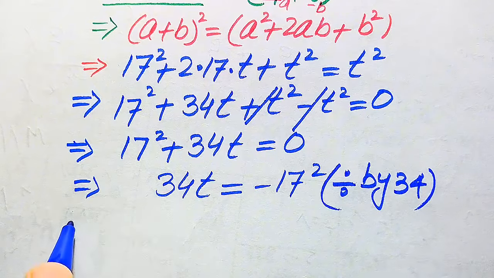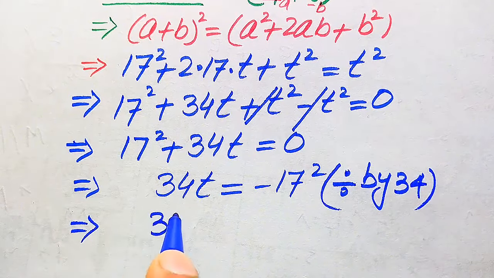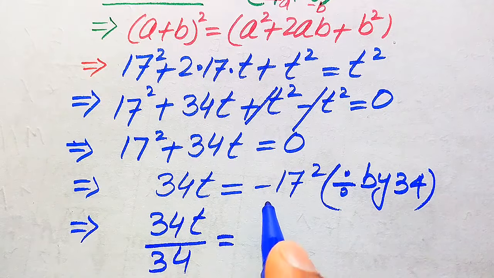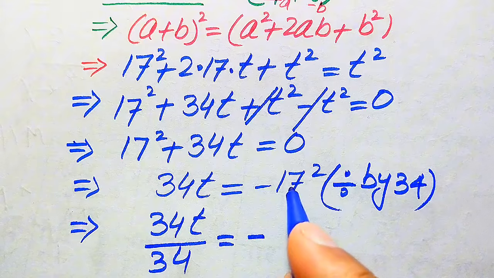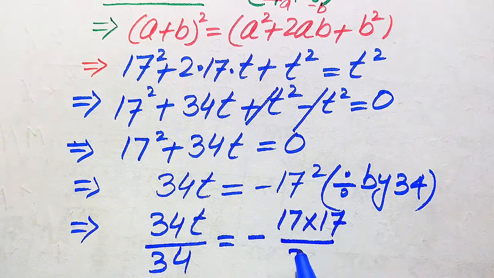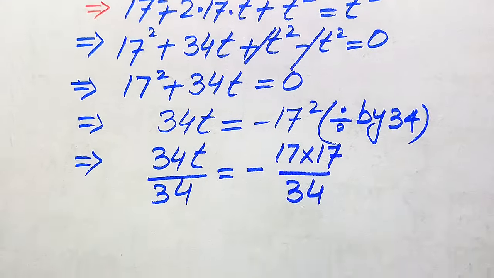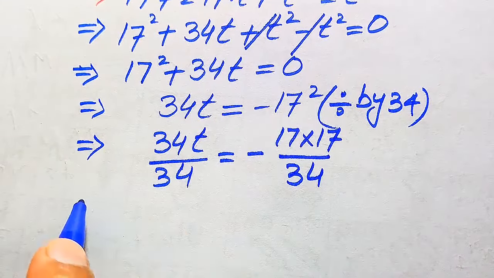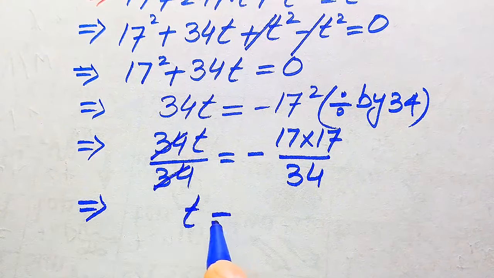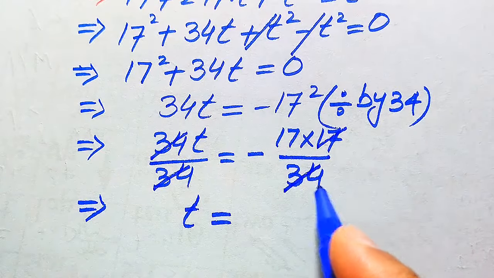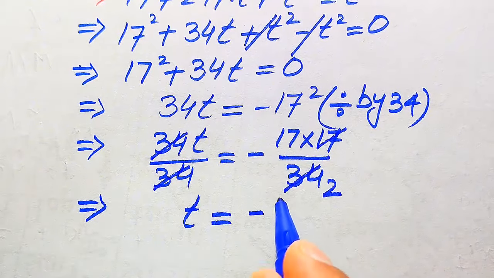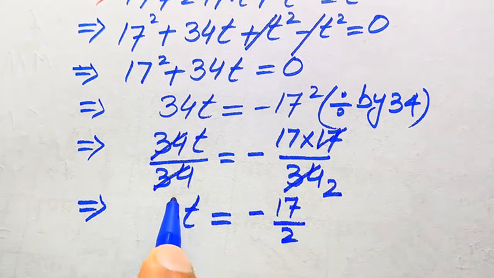When we divide by 34, it will be written as 34 times t divided by 34 is equal to minus 17 square, and this 17 square means that we multiply 17 with 17, and it is divided by 34. So here we need more simplification, and this 34 is cancelled out by this 34, and we get t is equal to, 17 times 2 becomes 34, and we obtain minus 17 divided by 2.